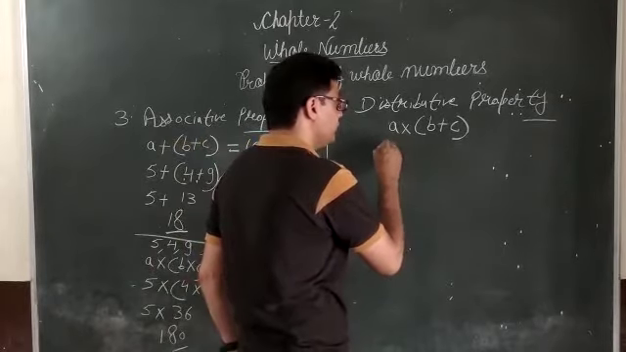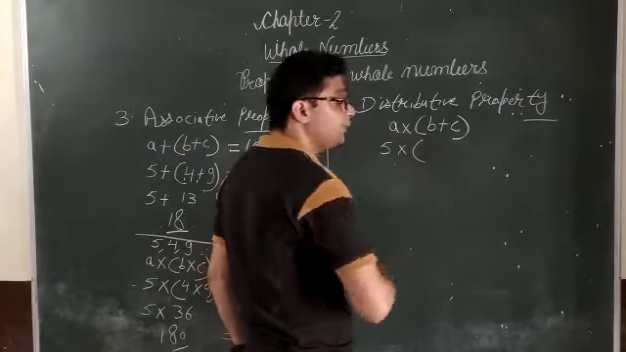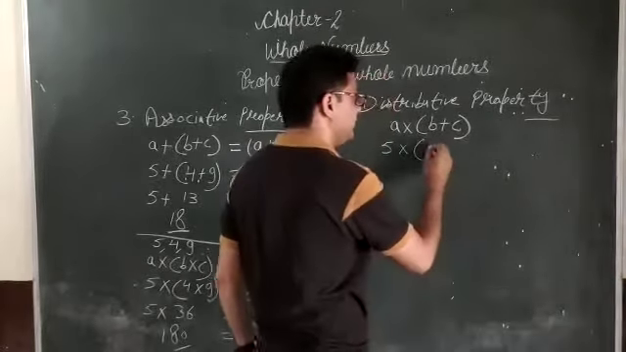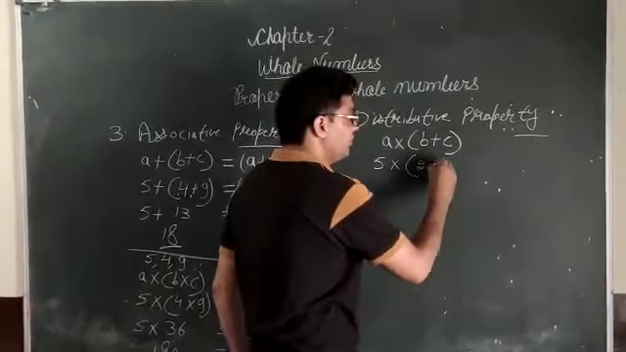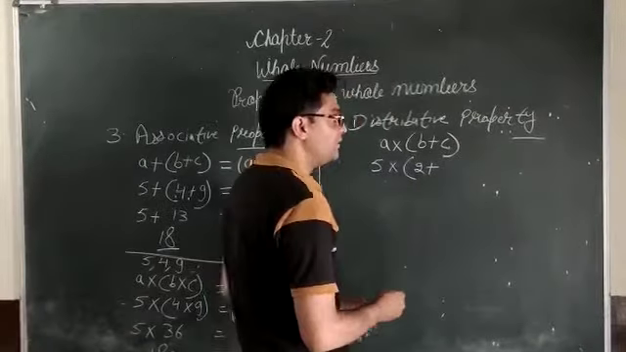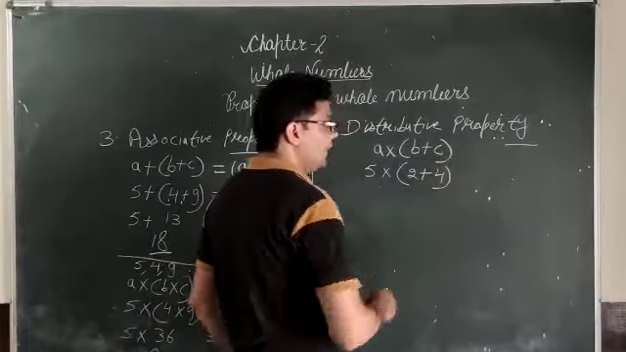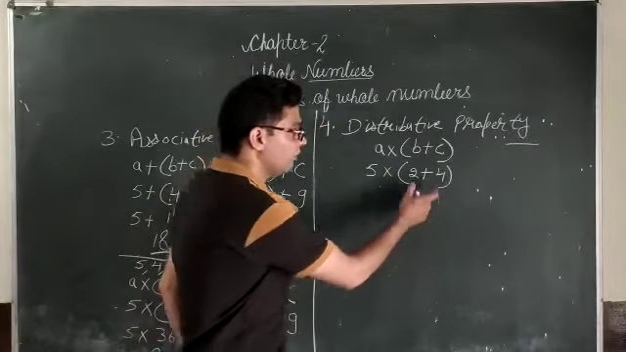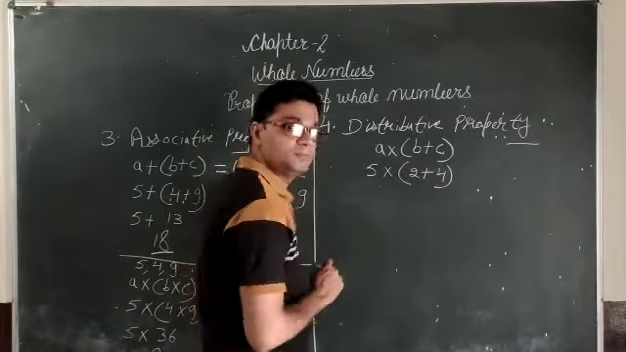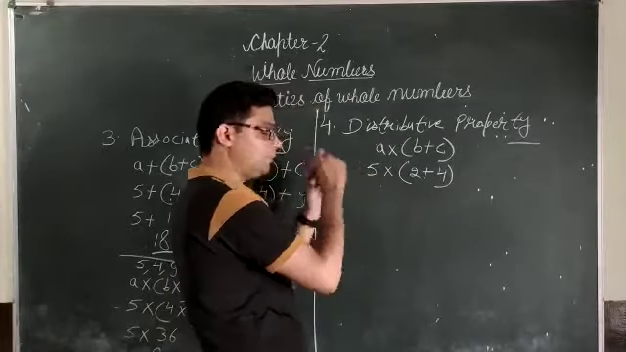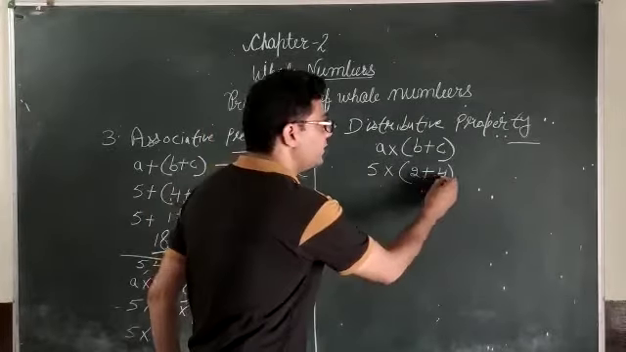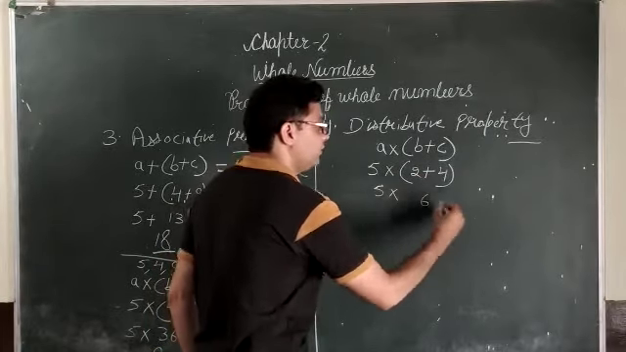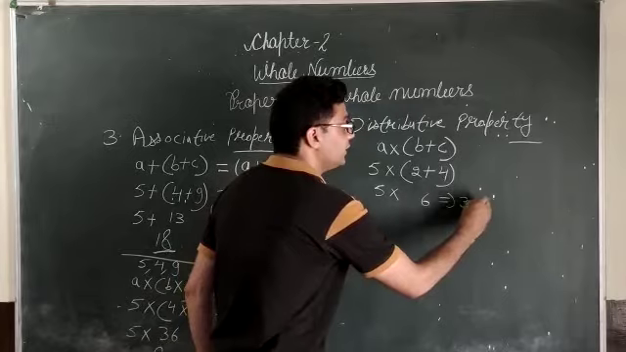Suppose here it is given 5 into B plus C. Suppose in the place of B there is 2, and in the place of C, suppose there is 4. Now beta, what is the method to solve? The usual method says that first of all we will add these two numbers, isn't it? Then we will multiply by 5. So 4 plus 2 is 6, and now we will multiply with 5. What is the answer? 30.